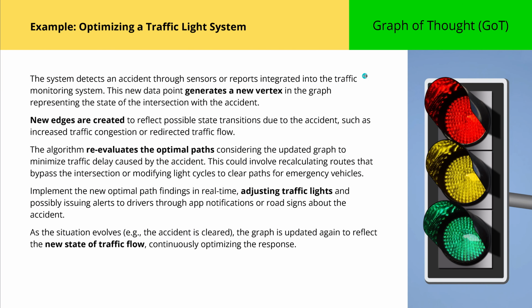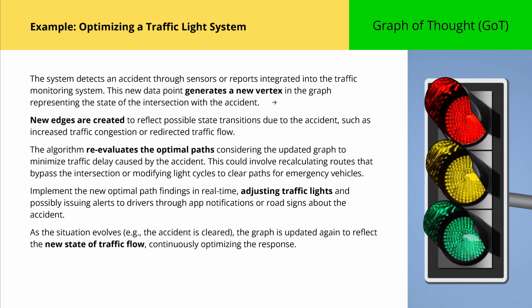How does the system respond? What do we have to take care of if we want to build the system, and how do we design the architecture of the system? Okay, so again, graph of thought, we look here, an accident happened. So the system now detects an accident through its sensor data or reports, wherever they come from, the traffic monitoring system, and immediately generates a new vertex.